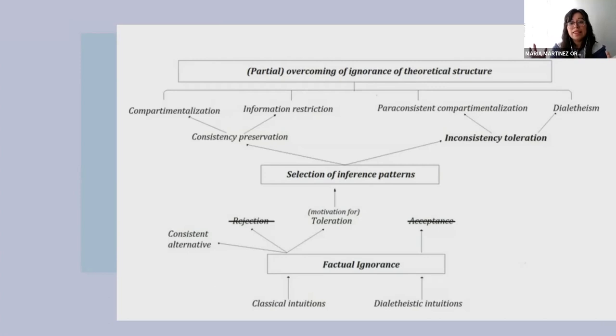What this makes happen in the end is that the scientists partially overcome the ignorance that they had about the truth values, but also about the inference patterns that hold within their theory that cause the problem. Now they can interpret that contradiction not as problematic, and they can provide an explanation of why it is not problematic. This is what I call the partial overcoming of ignorance of theoretical structure. So what is really important is that the motivation for the contradiction, in the absence of a consistent alternative, is the only option that we have initially.